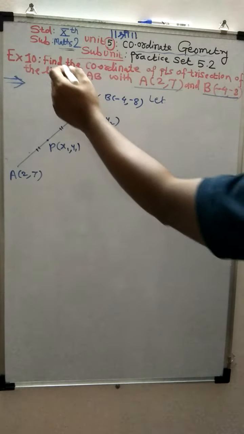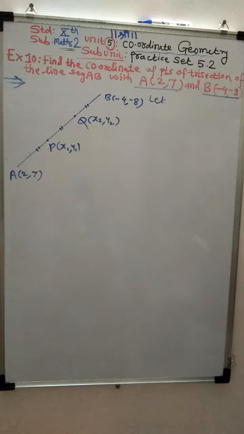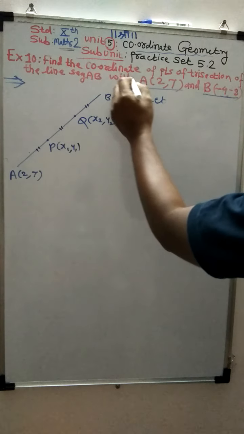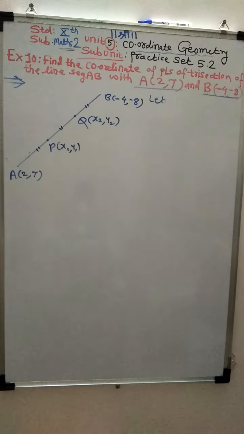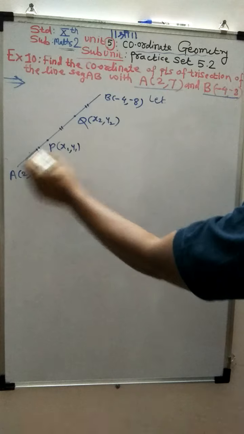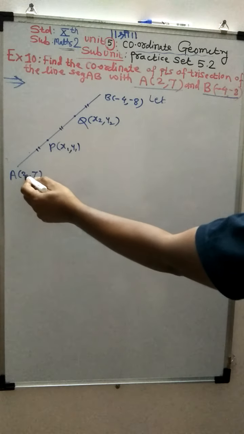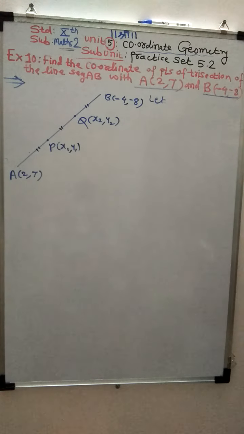See example number 10: find the coordinates of the points of trisection of the line segment AB with A(2, 7) and B(-4, -8). Means segment AB is given. So first draw the segment AB whose required points are A(2, 7) and B(-4, -8).